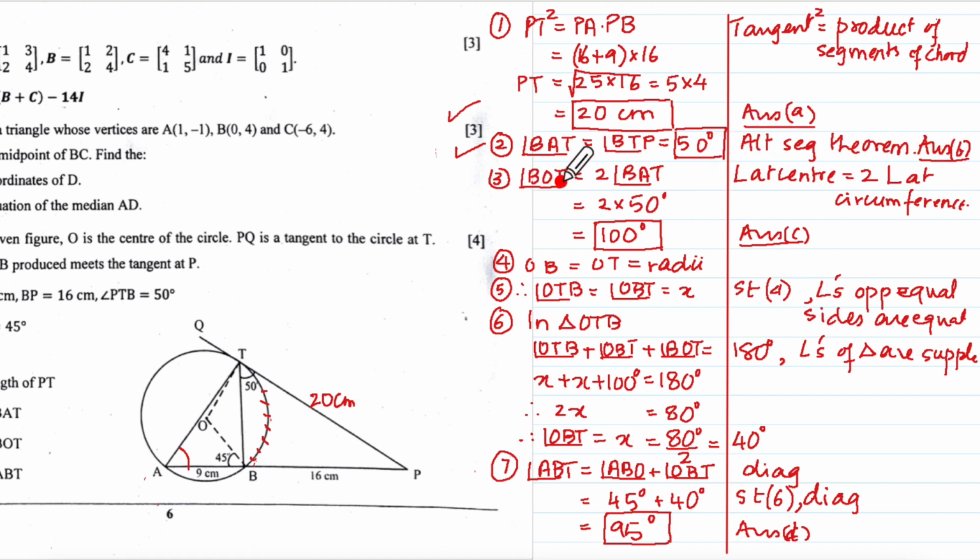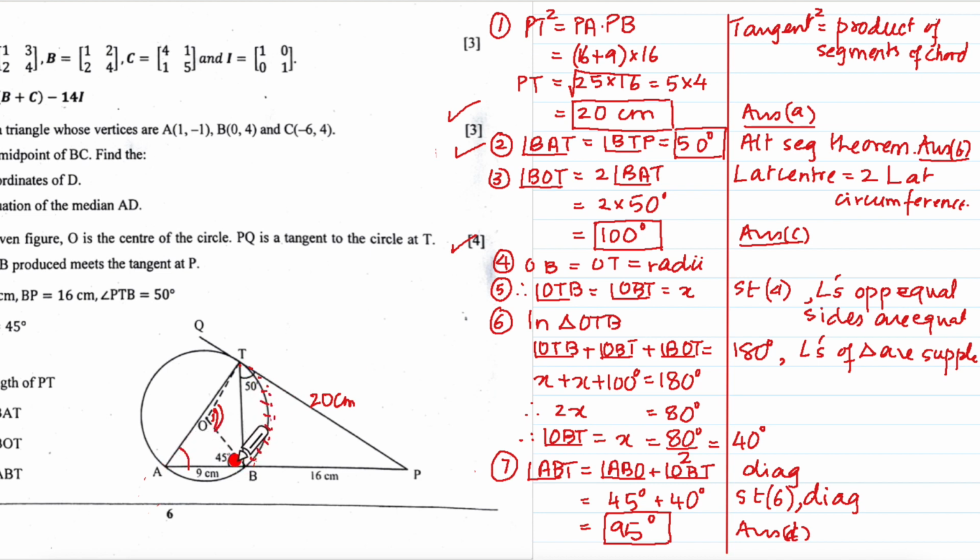Now we have to come to angle BOT. Angle BOT is this one here. Now this angle over here is angle at the center, subtended by the same arc which subtended BAT here at the circumference. So angle at the center is twice angle at circumference. So we write the reason. 2 into 50, 100 degrees is the third mark for you. That is answer 3.